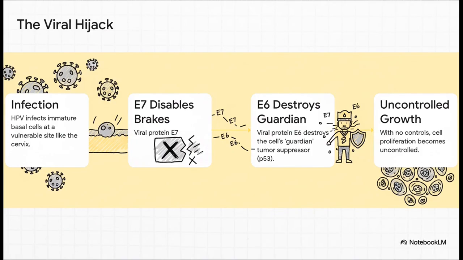So once it's inside, the virus is very clever. It pulls off this hijack using two special proteins, E6 and E7. Think of it like this. Protein E7 cuts the cell's brakes, which is a protein called RB. At the same time, protein E6 gets rid of the cell's security guard, another protein called P53. So with no brakes and no guardian, what happens? The cell's growth just goes completely out of control.